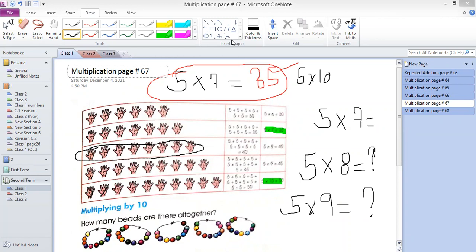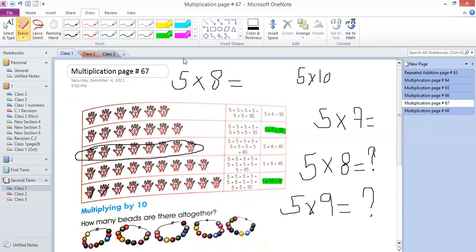How many total? How many total fingers are there? 40. Very good. Because there are 8 groups and each group has 5 fingers. So you will multiply 5 by 8 as there are 8 groups and the total number of fingers are 5 in every group.